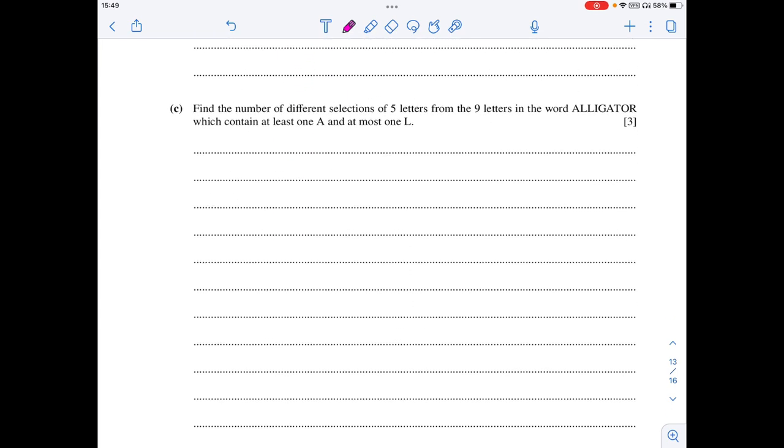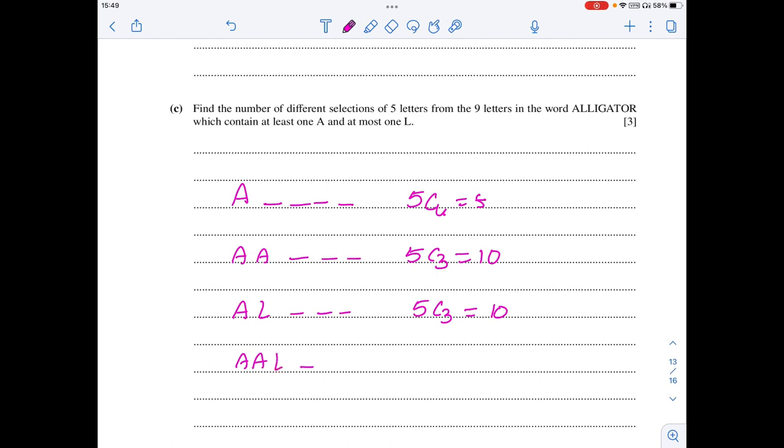Now part C, find the number of different selections of 5 letters from the 9 letters of alligator which contains at least one A and at most one L. So it can be A and no L. So it has to be done in 5C4, which is 5 ways. 2 A's and no L. It is done in 5C3 ways, 10 ways. 1 A and 1 L. So remaining 3 more, 5C3. 2 A's and 1 L. 2 more, so 5C2, which is 10 ways.